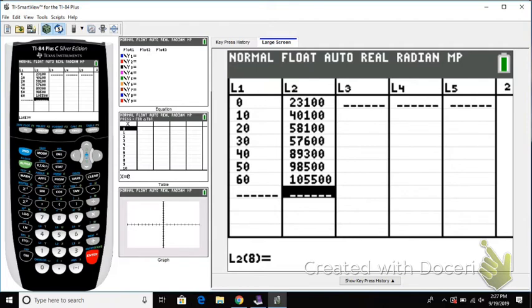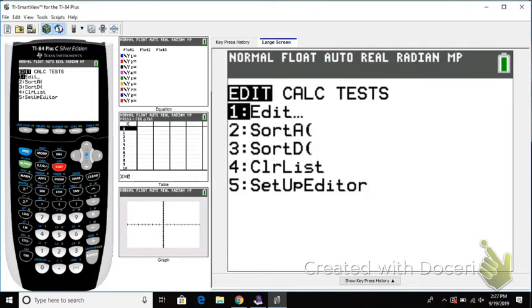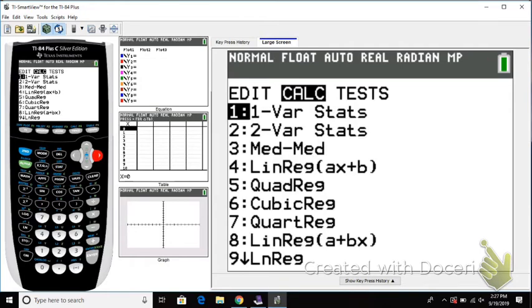Okay, before you do anything, you always want to double check that you've got an X for a Y or a Y for an X, okay? Because if you don't, it's going to come up error and it'll say invalid dimensions, which means your data's off. So what's our home button? Stat. How are we going to calculate our equation? Go over to calc. Which regression am I using? Linear regression, number 4.